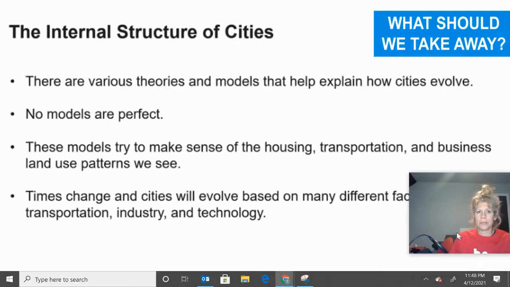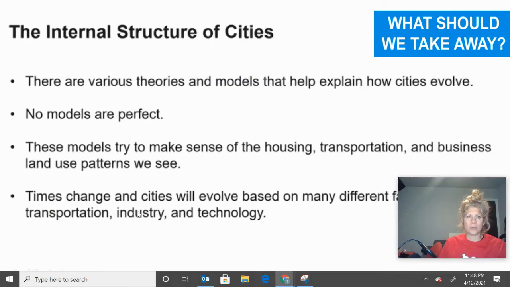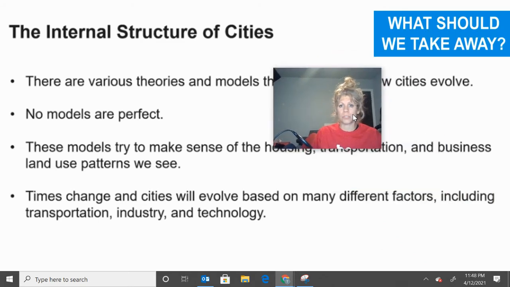And things that we need to take away here, guys, are that all these are theories, right? These are just models that help us understand how cities evolve. None of them are going to be perfect, but we do try to use these models to make sense of how housing, transportation, and businesses are using land patterns. And as times change, we're going to see these models change because they're going to be based on different things, including not just transportation, but technology and even our industry.